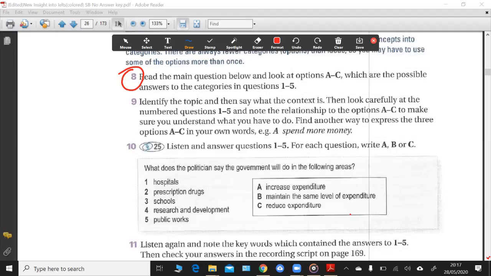Okay, I want you to look at the question and look at the options one more time and see what can be the answer. For example, when he talks about hospitals, is he going to increase the expenditure or maintain the same level of expenditure? Expenditure means expense. Or C, is he going to reduce the expenditure? The same is for the drugs, schools, research and development, and public works. So what is he going to do? Okay, I'll play the listening after 20 seconds. So please just have a look.